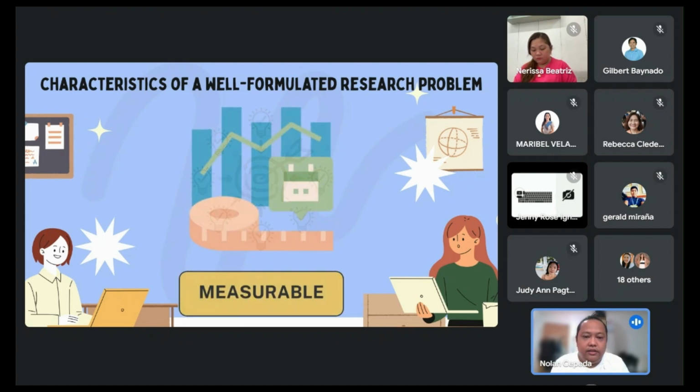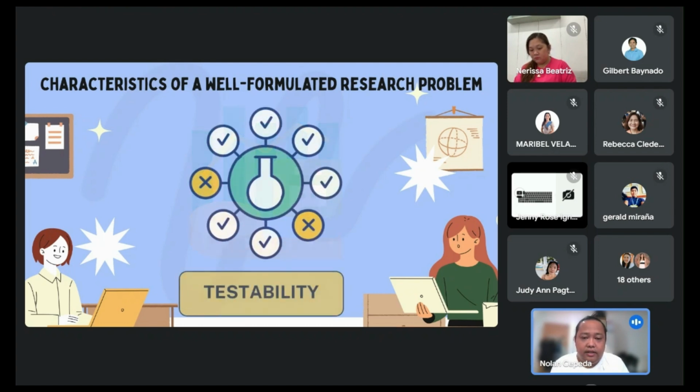So the next one is measurable. In terms of a research being measurable, a well-defined research problem being measurable means that the problem is formulated in a way that it can be empirically assessed using data, observations, or experiments. In other words, the variables or outcomes involved in the research problem must be quantifiable or observable so that they can be analyzed systematically.